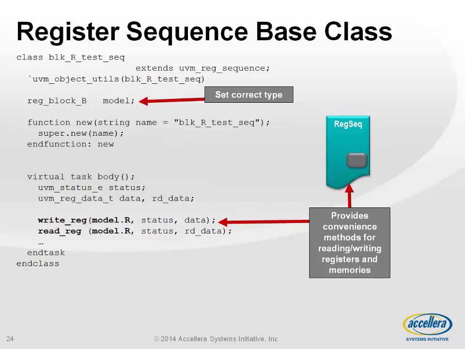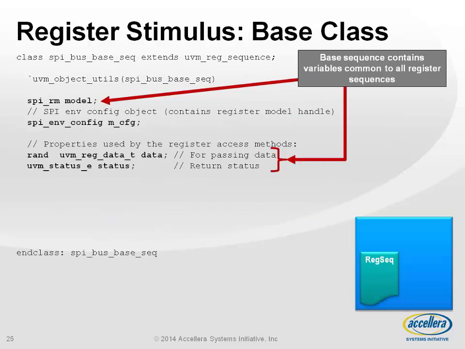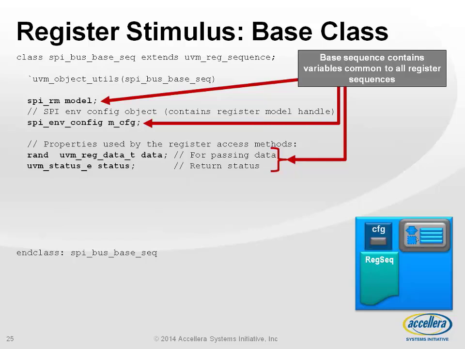Then what we do is we extend that to be our specific SPI bus-based sequence here. So we're extending that reg sequence even further now, and this is the model for the thing that we're going to use for this particular application. So we have an SPI register model type, we have a config object, and then we're going to have the ability to randomize the register data and return the status. So this is what our register stimulus base class looks like.